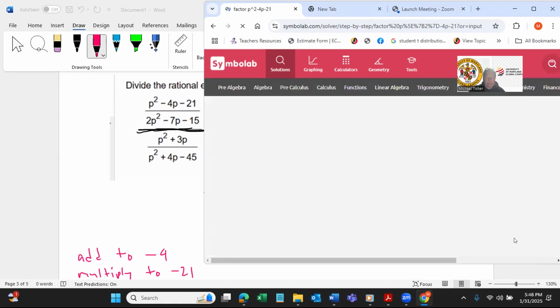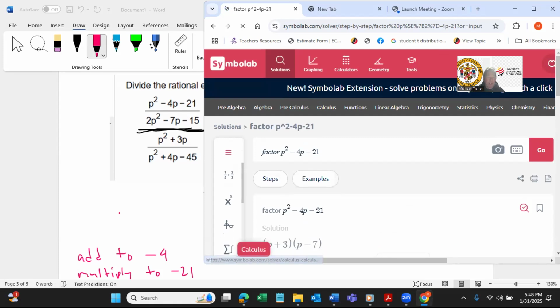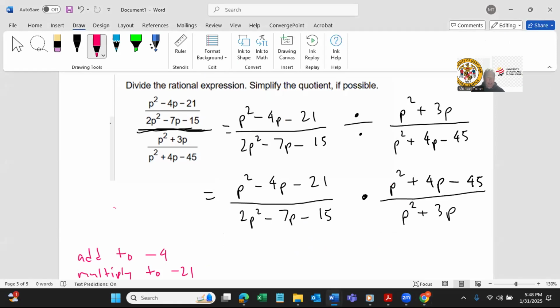Let's go. And it tells us p plus 3 in parentheses times p minus 7 in parentheses. Okay, so let's double check that these are the right numbers. We have 3 and negative 7. 3 plus negative 7, is that negative 4? Yes, it is. And 3 times negative 7, is that negative 21? Yes, it is. So those are the right factors.